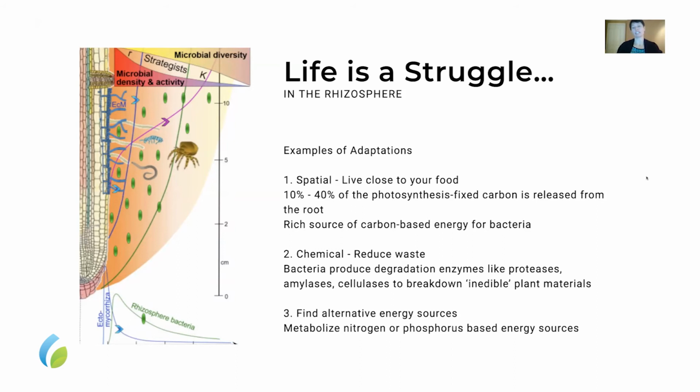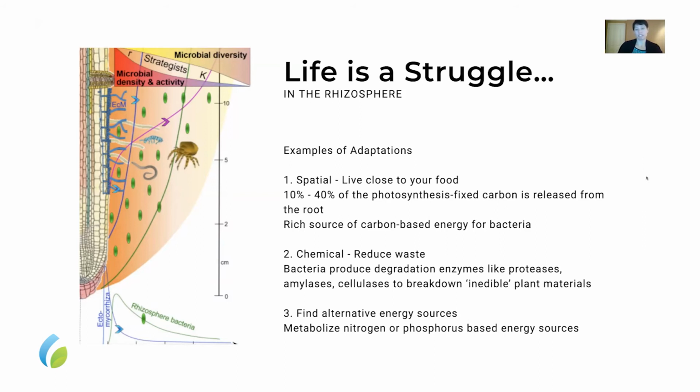And these are typically inedible to smaller organisms, which are really just looking for simple sugars. But through the production of particular enzymes or degradatory enzymes, the bacteria are able to systematically break down these much larger, more complex molecules into a food source.